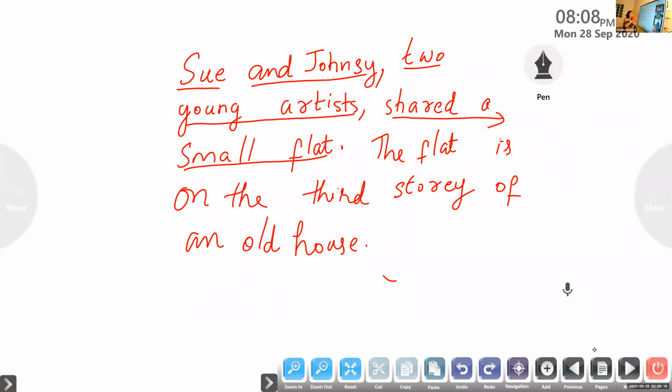Let's now move on to the next part of that. Two young artists. Here it is not "two". I'm saying like "two young artists". This is how you have to pronounce it. Two young artists. Okay.